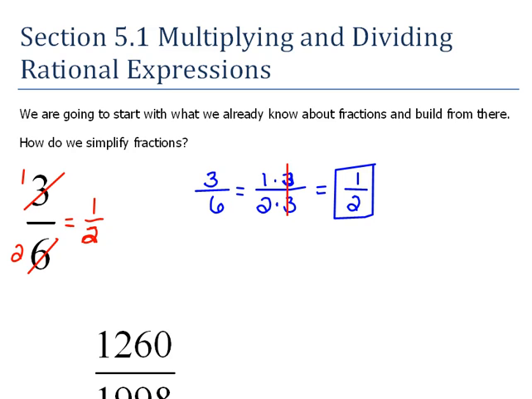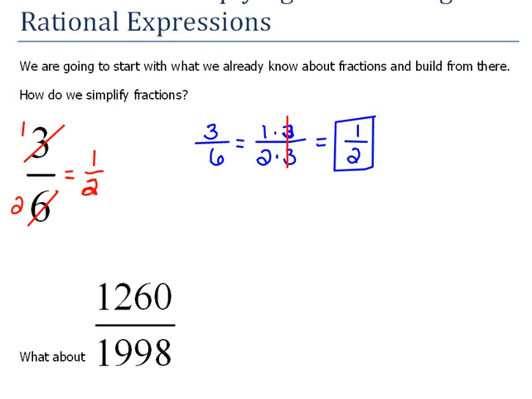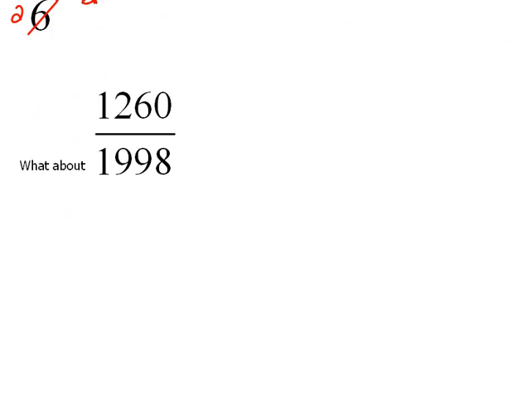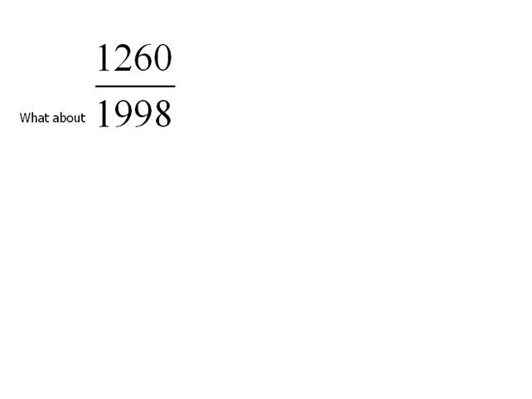I want us to keep that in mind because we're going to apply that when it comes to working with rationals. Now, with something like 3/6, it's not bad. We can do that in our head pretty easily. But something like 1260 over 1998, we're going to have to really do a bunch of dividing out top and bottom in order to get that. Another way that we could do it is we could completely factor the top and the bottom. Let's look at this using that old factor tree.